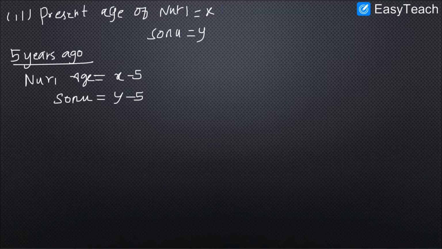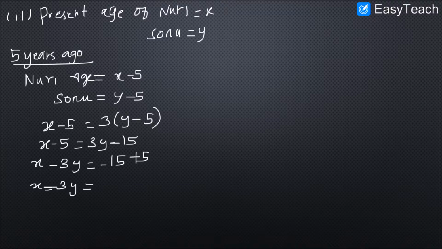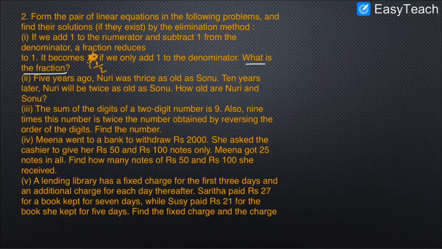So according to the question, 5 years ago, Noori's age, which is x minus 5, is 3 times Sonu's age, which is 3 into y minus 5. So x minus 5 equals 3y minus 15. So x minus 3y equals minus 15 plus 5. So x minus 3y equals minus 10. This is our first equation.